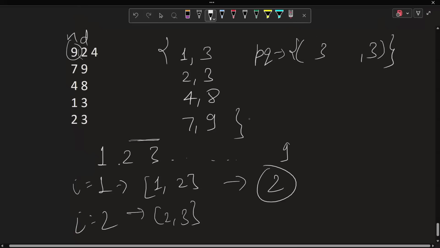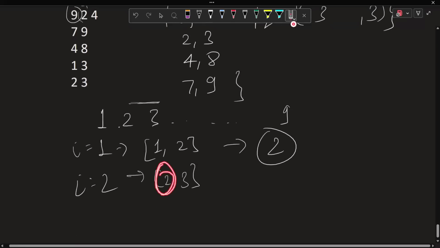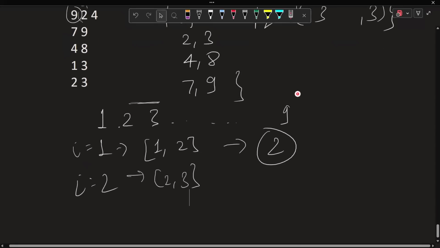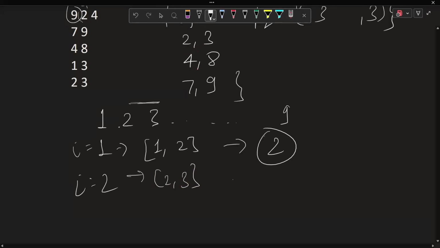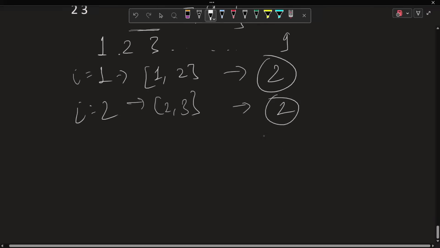Now for this range, first, all those ranges ending before 2 would be removed from the priority queue. Here you can see it is 3 and 3. There is nothing before 2, so nothing is removed from my priority queue. And I would add all those ranges which are starting with this 3. Now 3 is also in my range, but my next range is 4, so this won't be put in my priority queue. So my priority queue would remain the same and its size would be 2. So the size of the priority queue represents the number of ranges that are overlapping.